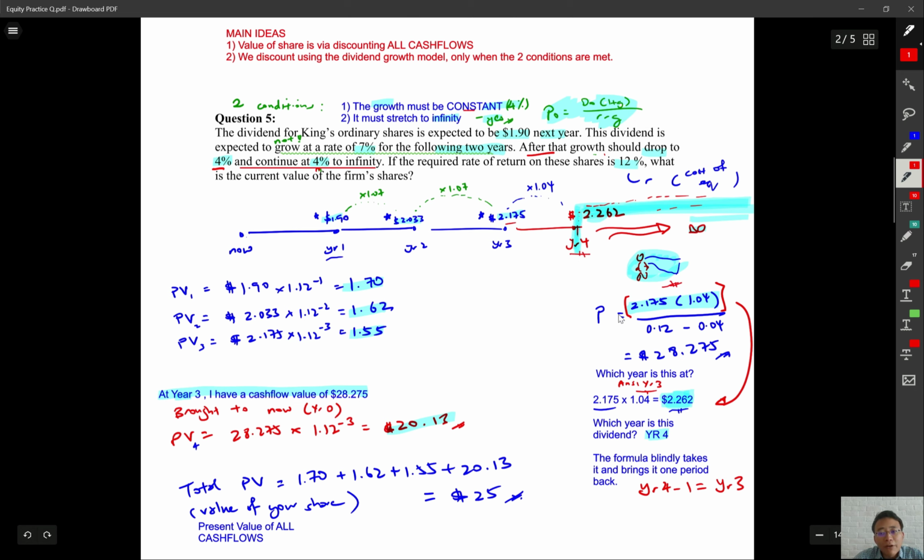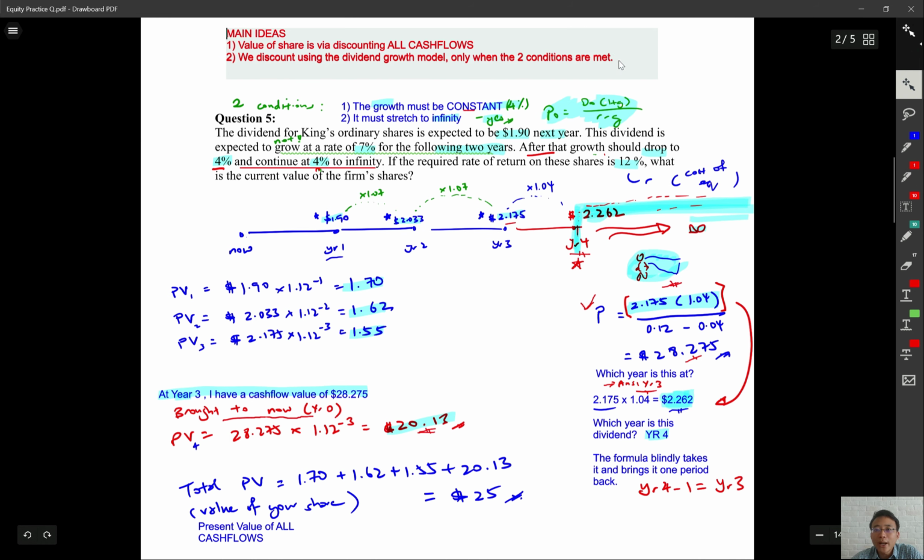Now, after you use the formula, please remember the formula is blind, unconscious, unfeeling. It will give you an answer, but you will need to say which year this is at. And we explained this will be at year 3. So you need to further discount it to year 0, and that is what we get for the present value. So when I ask what is the present value for the cash flows from year 4 to infinity, your answer is 20.13.